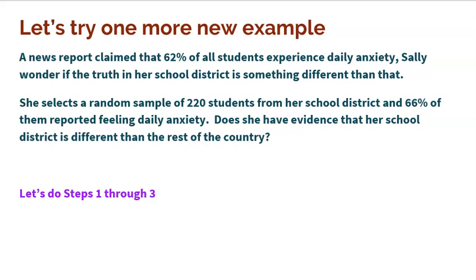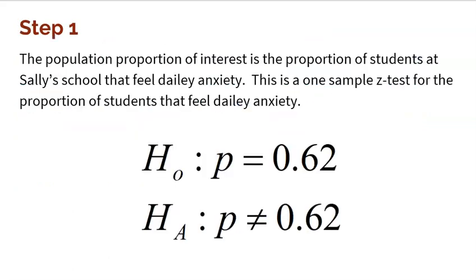Let's go ahead and do steps 1 through 3, and we'll even give you a little preview of step 4. All right, step 1. This is a one sample z-test for p, the proportion of students that feel daily anxiety at Sally's school. My null is that, well, I'm going to go ahead and assume that the truth is 62%. I'm going to say that this p is telling the truth and that the real proportion at Sally's school is 62%.